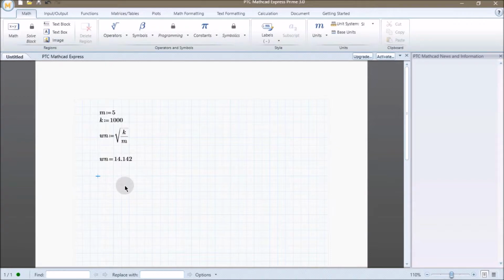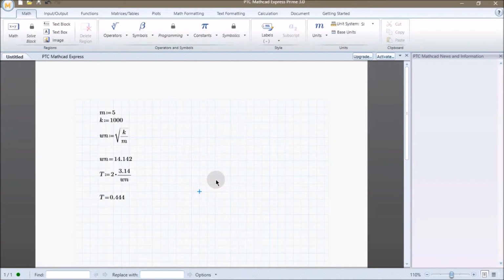Now we convert it into the time period. So the time period T is equal to 2 times pi, for pi I am directly writing 3.14, divided by omega n. So from there the time period will be 0.44 seconds.